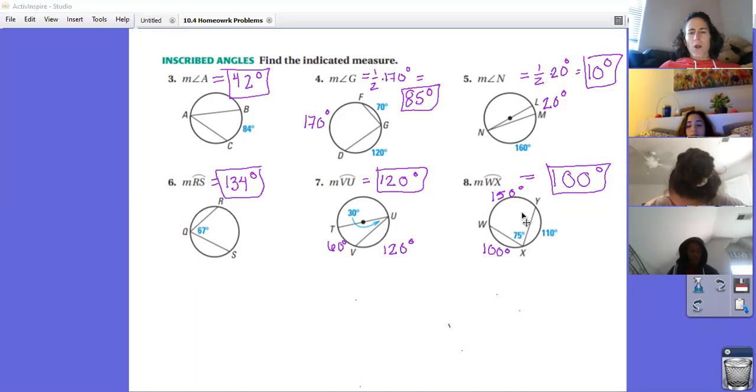So to find an arc, if you have the angle measure of the inscribed angle, you just double it. So times it by 2, and that'll give you the measure of the arc. And then in reverse, if you're given the arc, you divide it by 2, or multiply it by 1/2, to get the 60. So either way, depending on what you're given. Okay. And then 150 and 110 is 260, and then subtract that from 360, and you're left with 100.